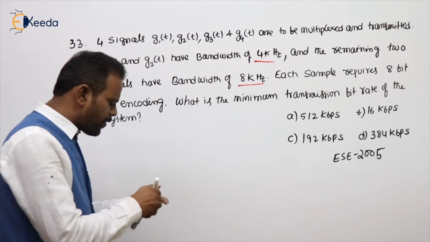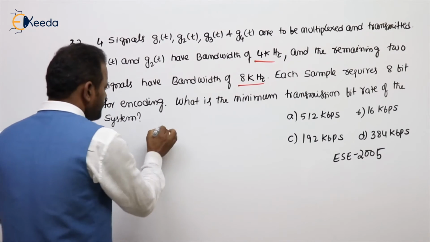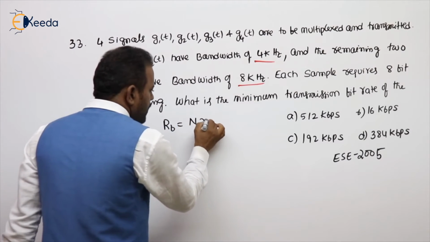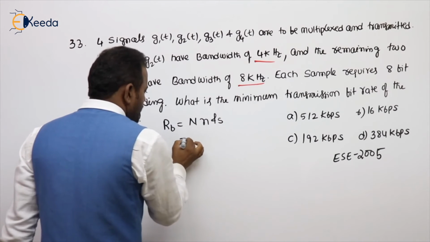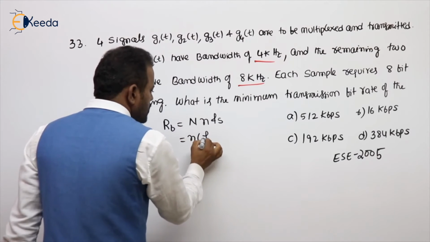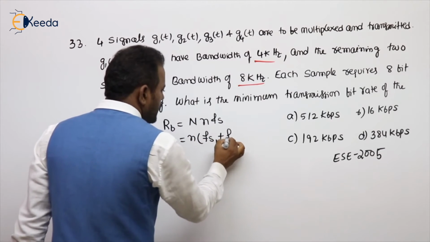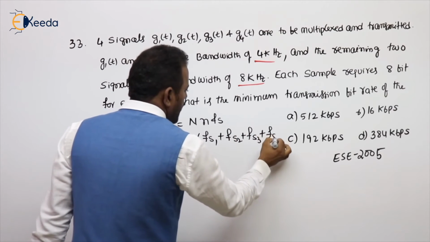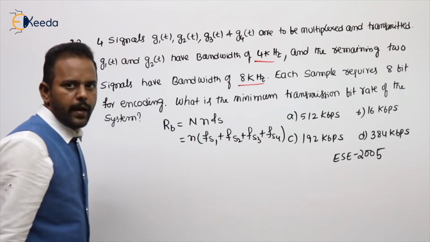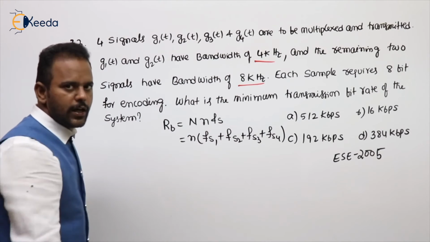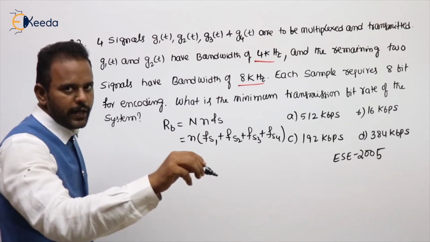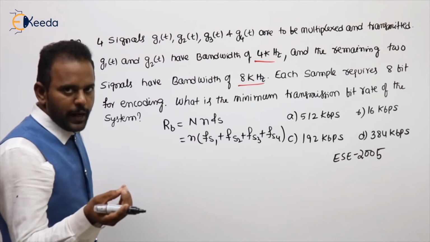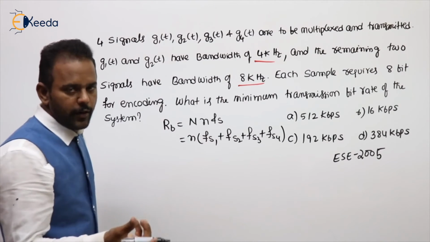What is the formula for bit rate, sir? Rb equal to capital N small n into Fs, but here the signals have different bandwidths. So small n into Fs1, Fs2, Fs3, Fs4. Or you can take the channel like that also. You can calculate by taking the commutator in the second, by considering the lower bandwidth as a reference.